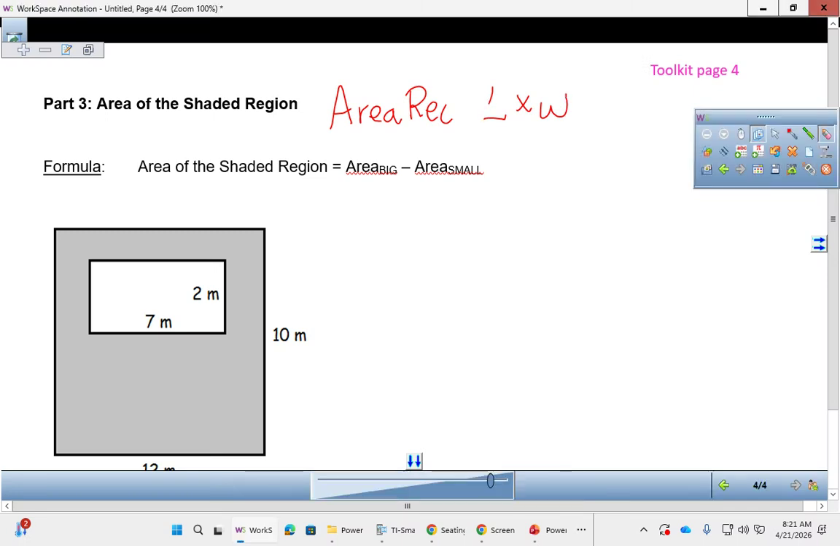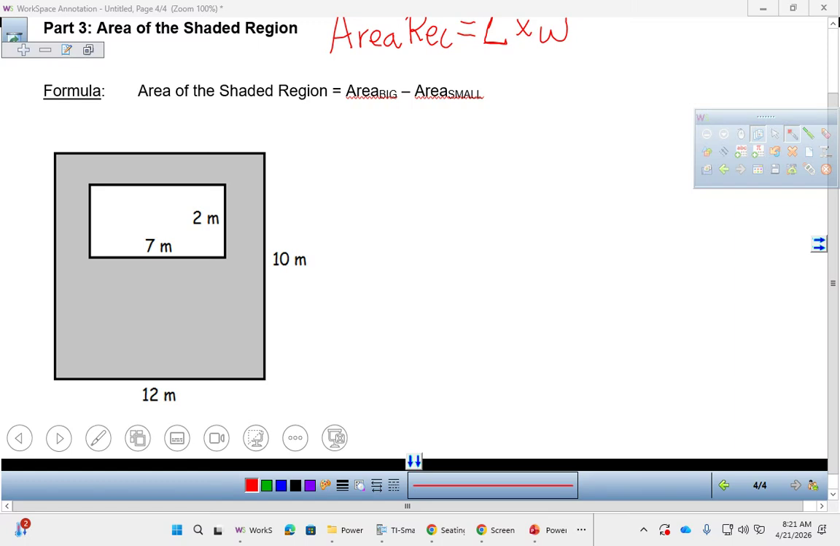So that formula is the formula we're going to use because all of these shapes we're going to do in this unit are going to be rectangles. Some of you, if you do an extension, you might be working with circles and triangles. But for the actual unit that you are being assessed on, we're going to work with rectangles only. So you just have to remember that area is length times width. So the formula is area of the big minus area of the small.